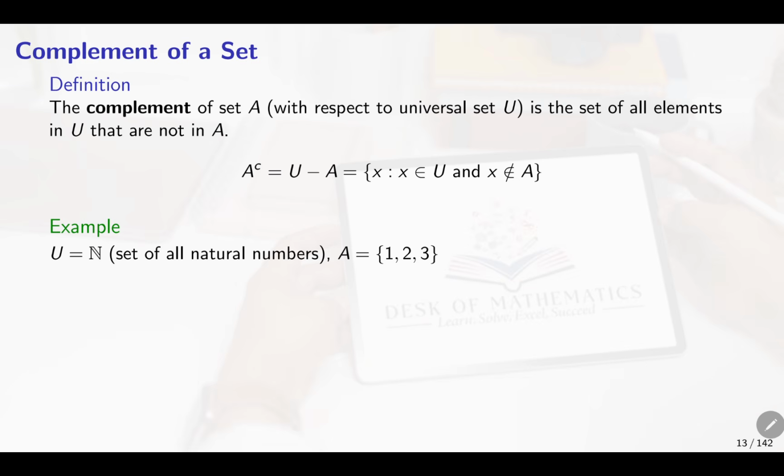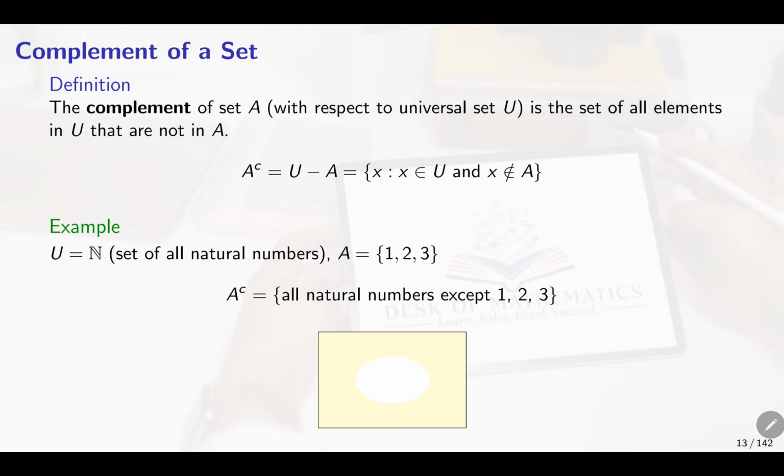For example, you have the set of natural numbers as the universal set and A is 1, 2, 3. Then the complement of this will be all the natural numbers greater than 3, that is, all the natural numbers except 1, 2, 3. So that means the outer part of this one. Here you have 1, 2, 3 in A, so you will consider this outer part as the complement of the set A. This is the A complement and this is your A.